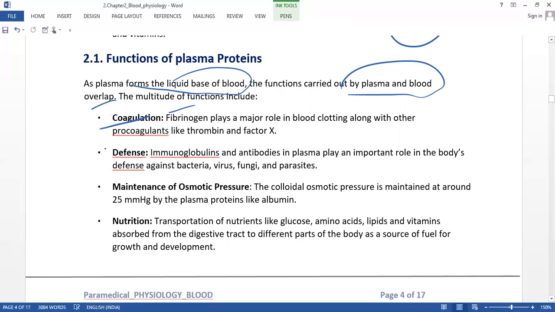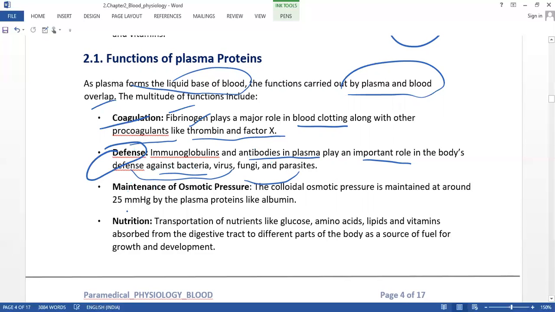Here fibrinogen plays a major role in blood clotting, along with other coagulants like thrombin and factor X. It is also for defense purposes: immunoglobulins and other antibodies in the plasma play a very important role in the body's defense against bacteria, virus, fungi, and parasites.